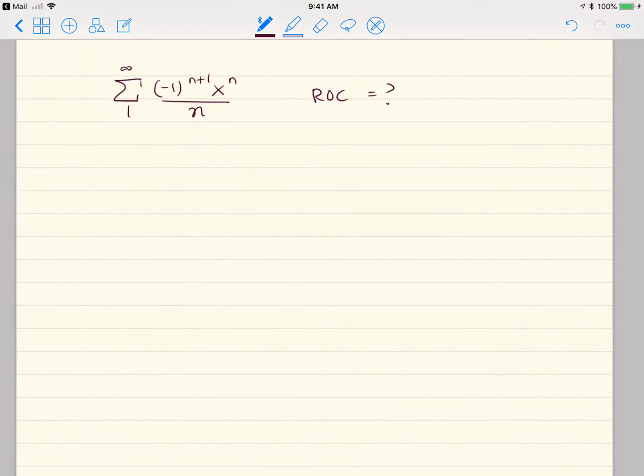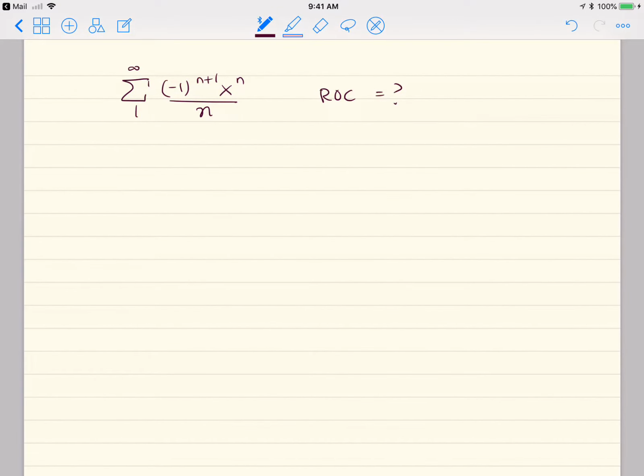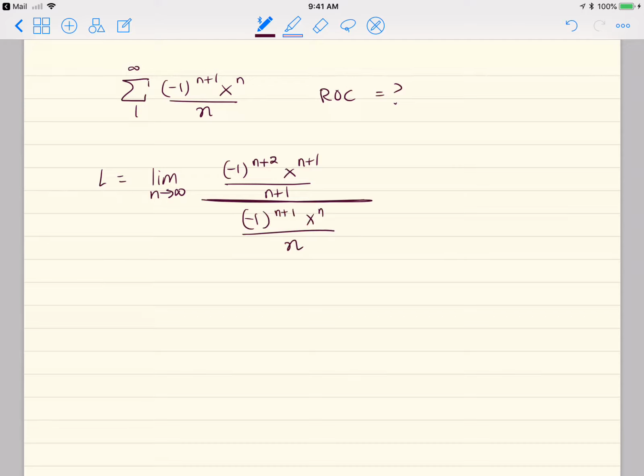Okay, so we want to find the radius of convergence, and in order to do that, we can look at the limit of the ratio. So we're going to let L equal the limit as n goes to infinity of negative 1 to the n plus 2, x to the n plus 1 over n plus 1, divided by negative 1 to the n plus 1, x to the n over n. We take the absolute value.